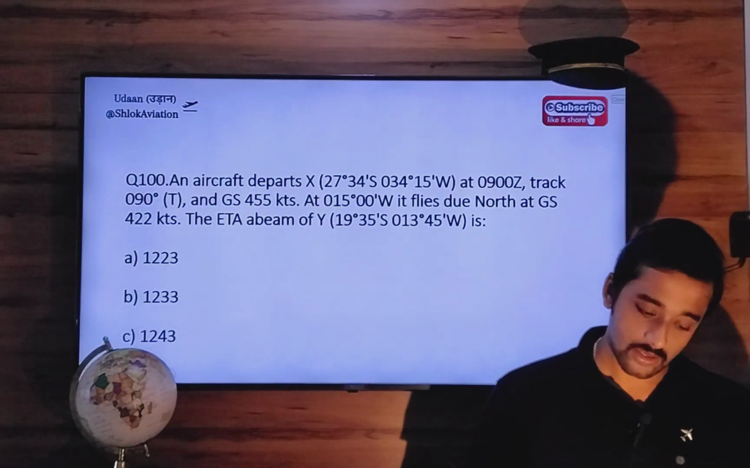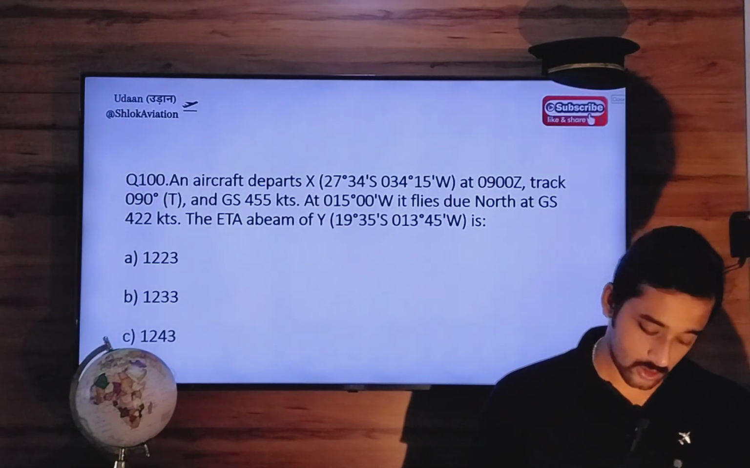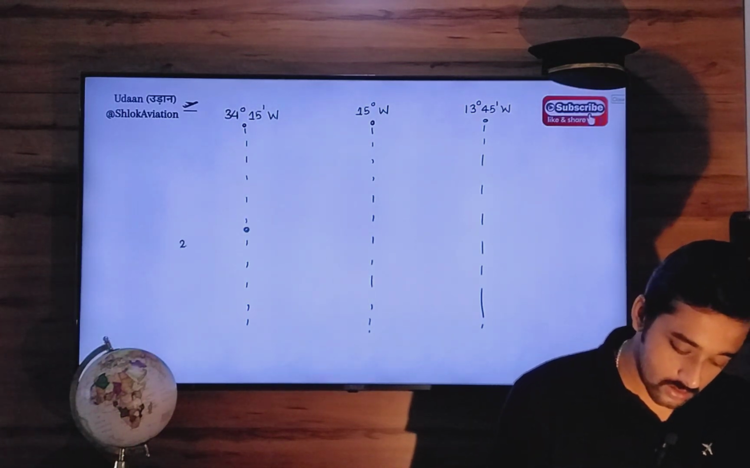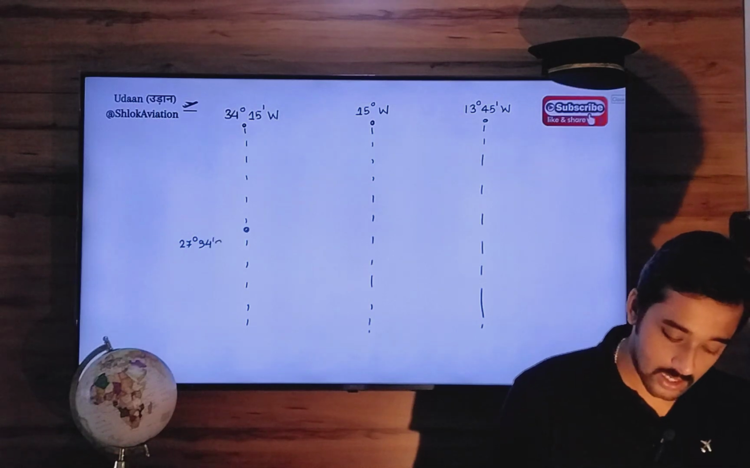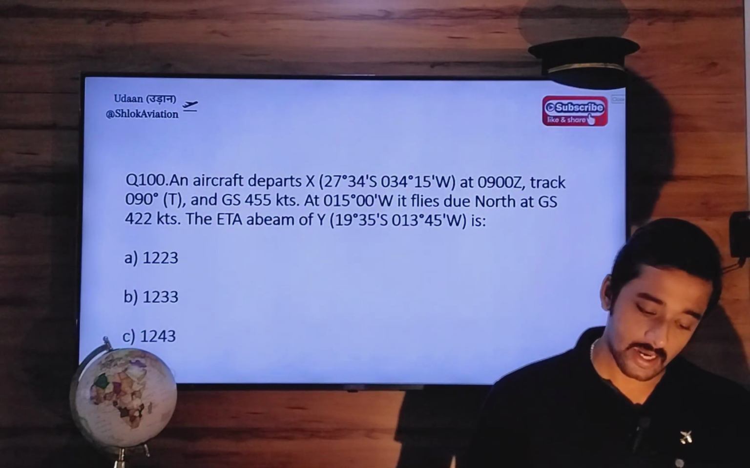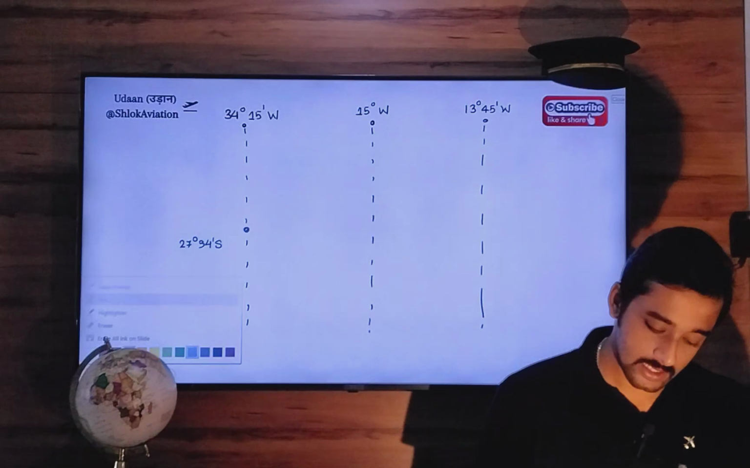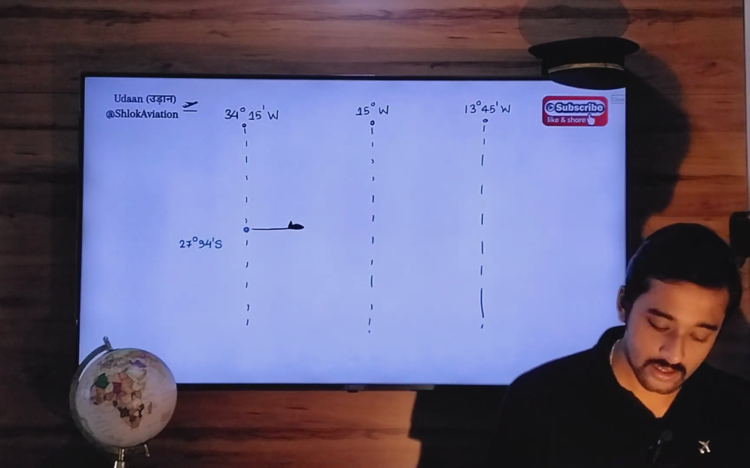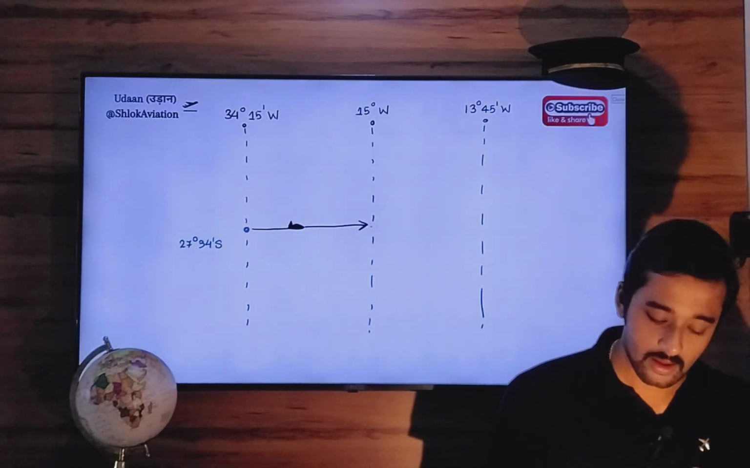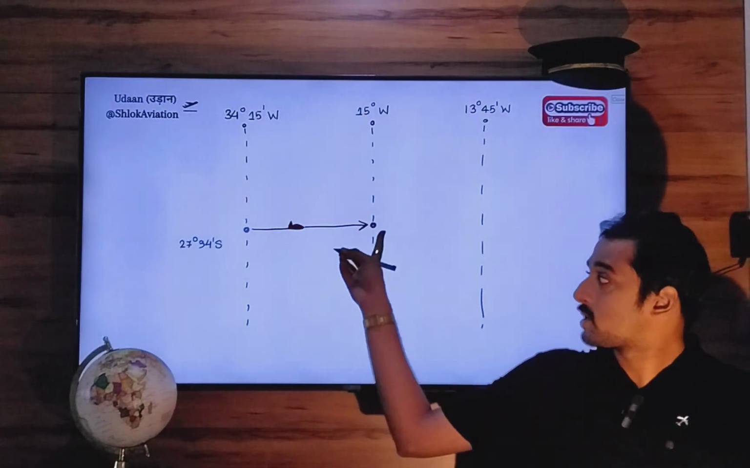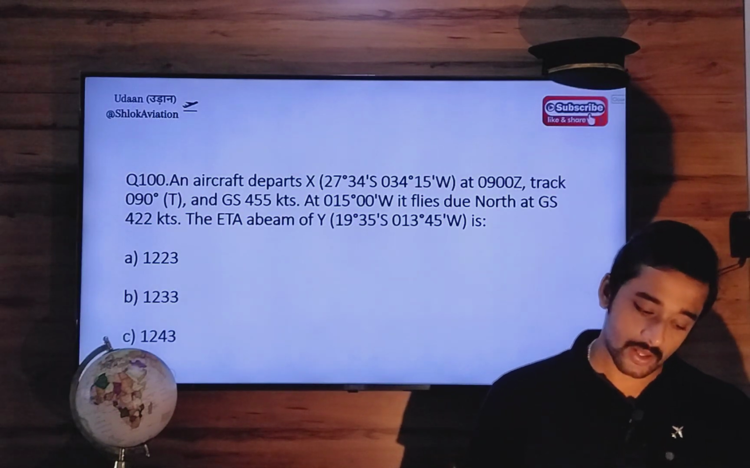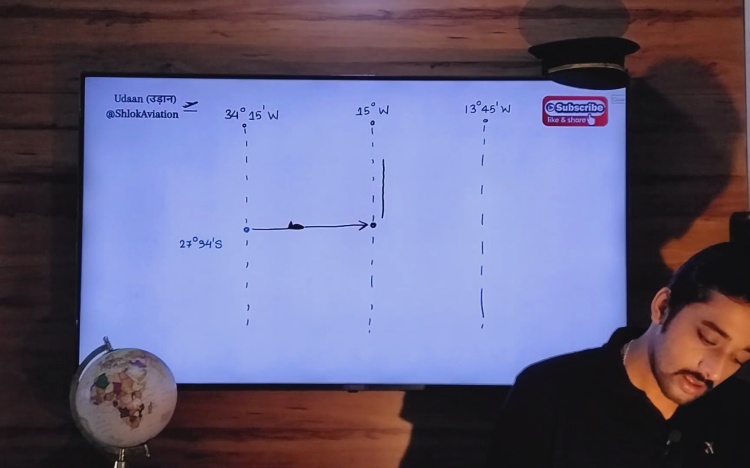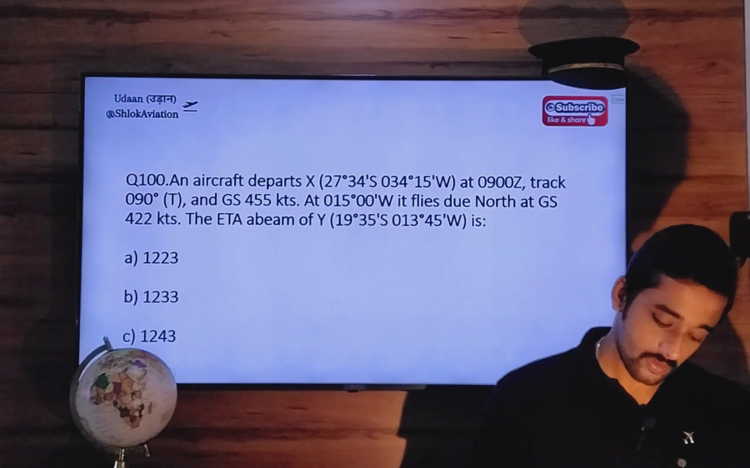Next, the first position is 27 degrees 34 minutes south. The aircraft flies a heading of 090, and then after reaching 15 degrees west longitude here, it decides to fly north. It starts flying in a northerly direction somewhere here.